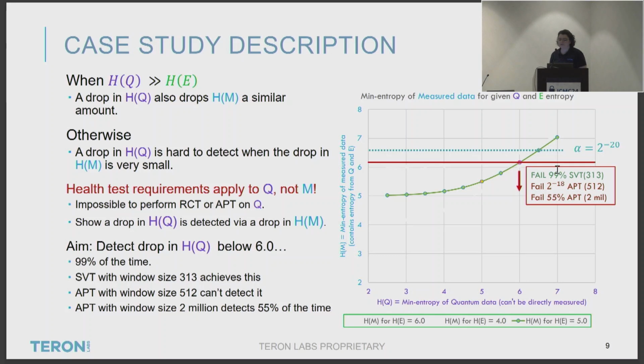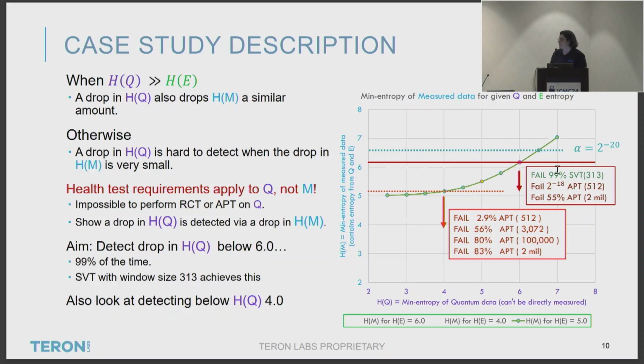So I kept increasing the window size, trying to get up to 99%. And when I got to a window size of 2 million, I gave up. That was failing 55% of the time. I said, well, that was a bit hopeless for APT. What if we lower the bar? Instead of trying to detect a quantum entropy drop from 6.5 down to 6, what if we try and detect a drop from a quantum entropy level of 6.5 down to 4 instead?